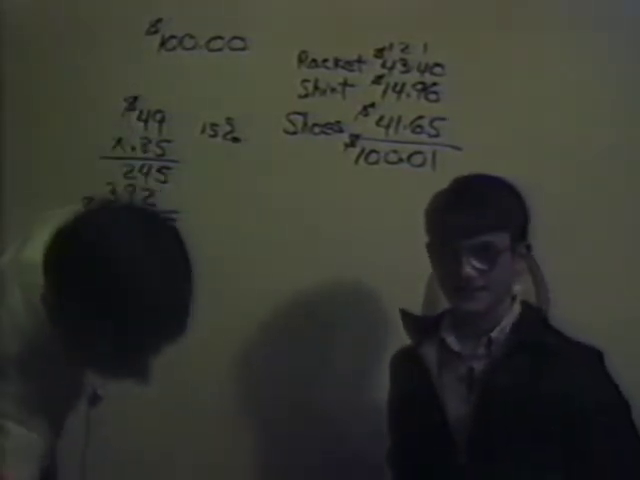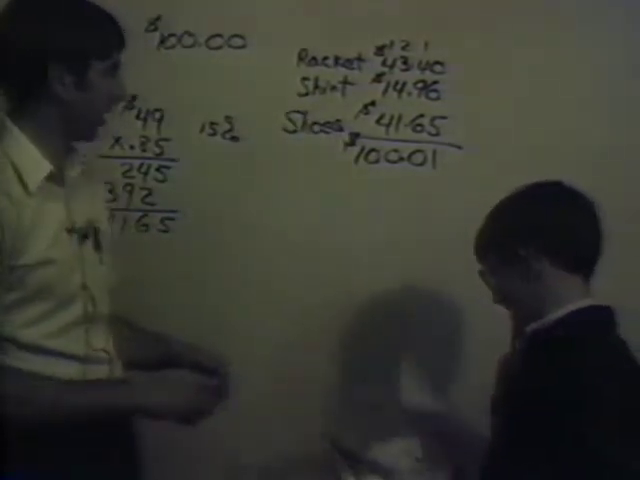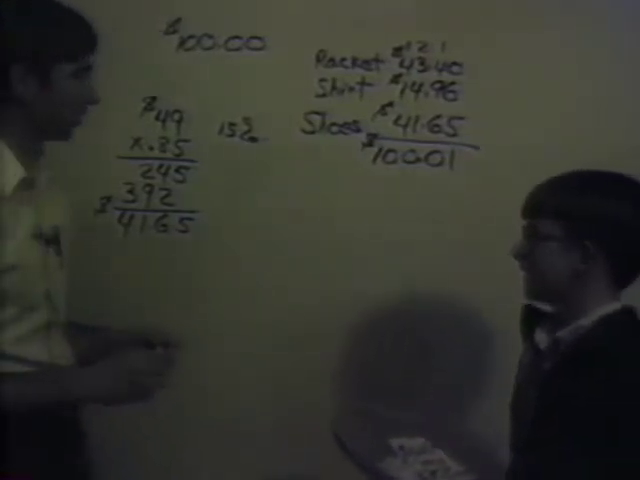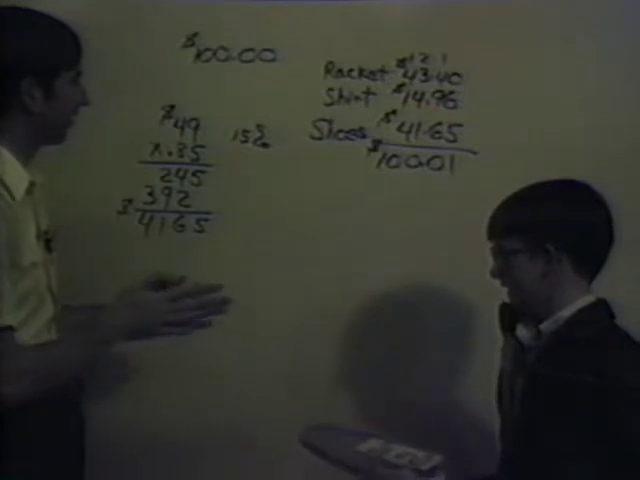So there you go, Darren. You're outfitted now. You can take these things and go hit the courts. You might want to get a couple of tennis balls too, but we won't worry about that now. You can pick those up later. So here we go. We've got you outfitted for $100.